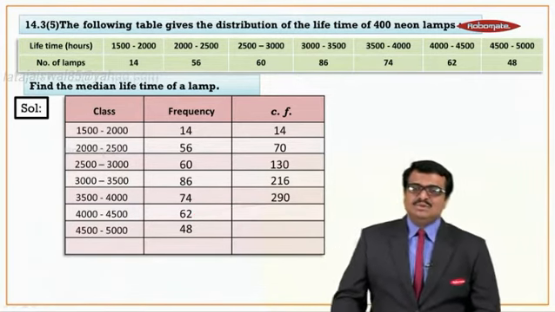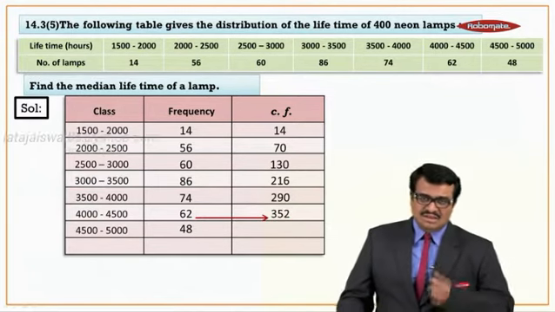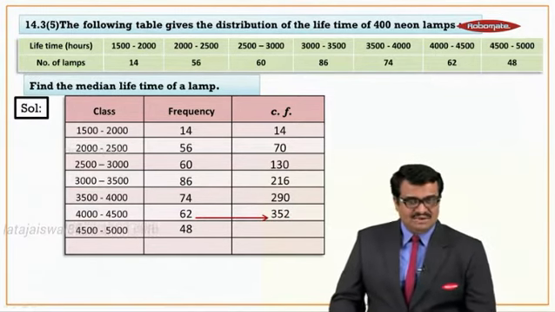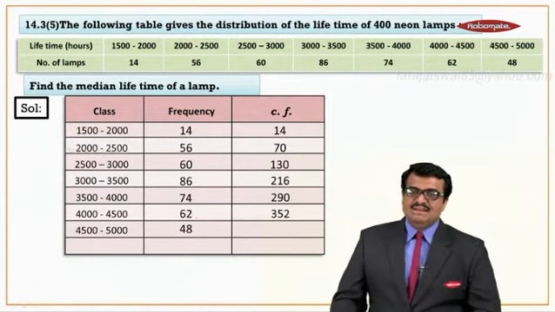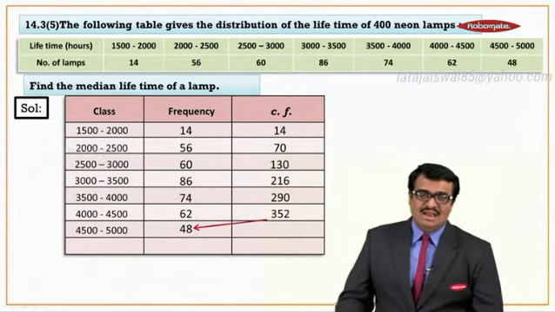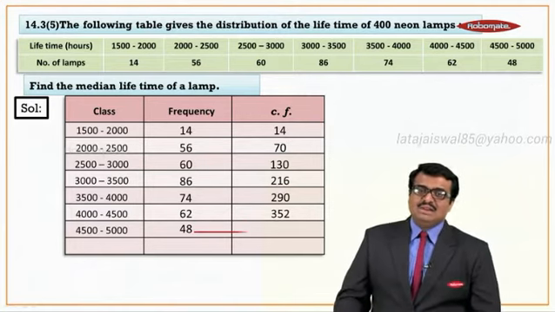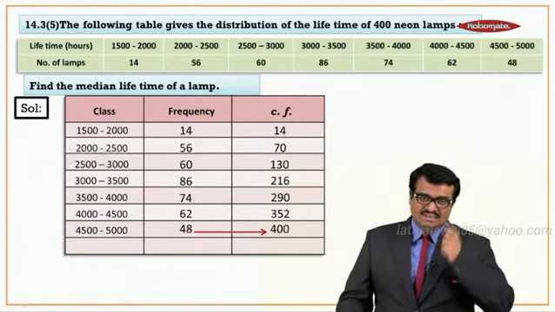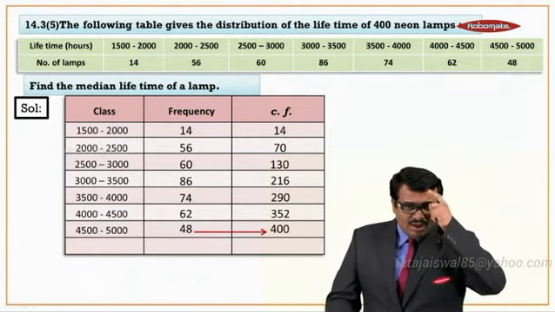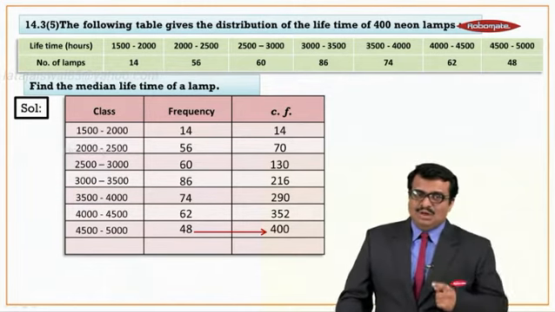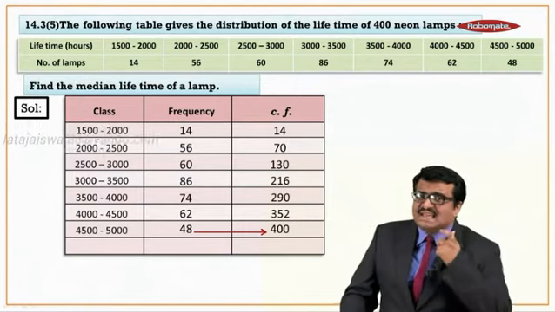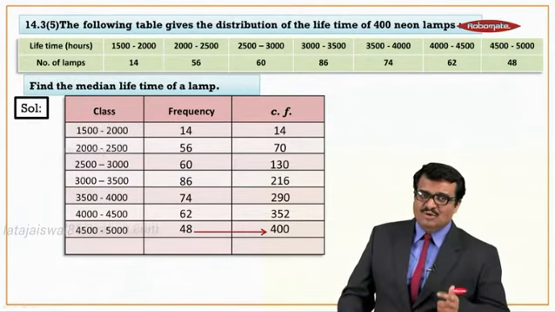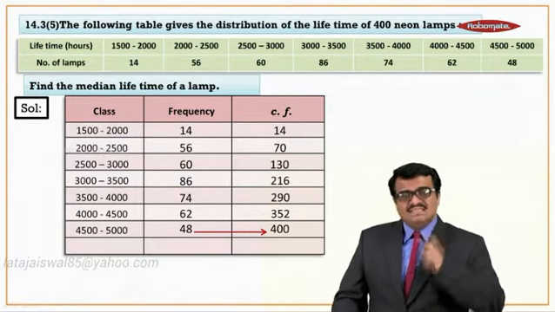290 you will add to the next frequency, that is 62. 290 plus 62, you will add it and write it in the next row of CF, that is 352. 352 you will add with the next frequency, that is 48, and then 352 and 48 you will get 400 and write it in the CF column. Now you have added all the frequencies from up to down and the last value of CF you got is 400.